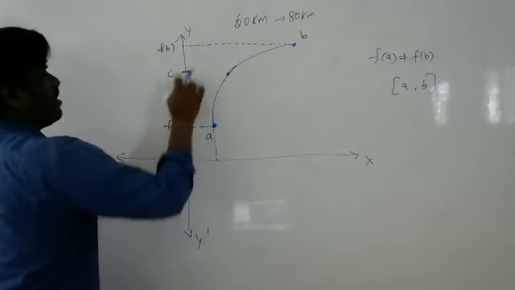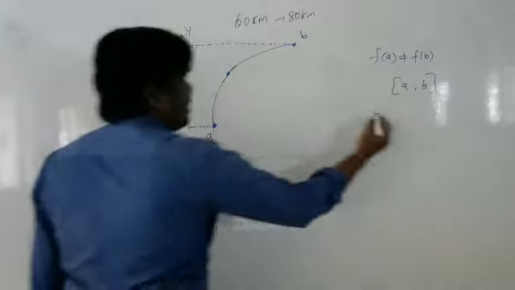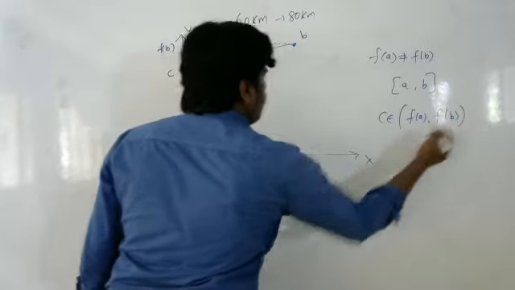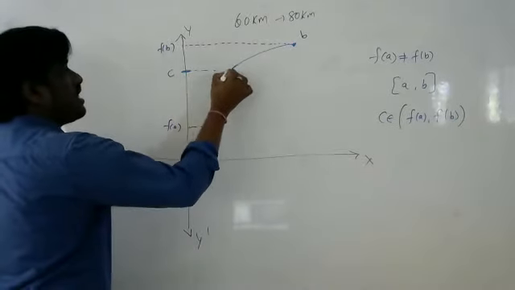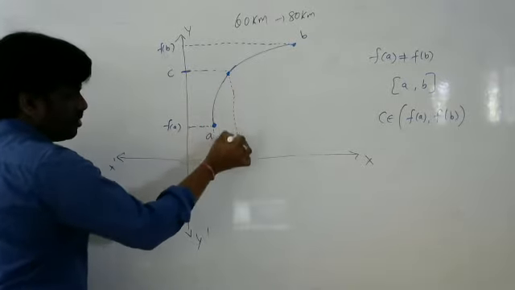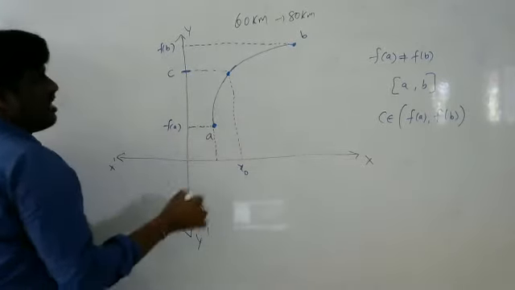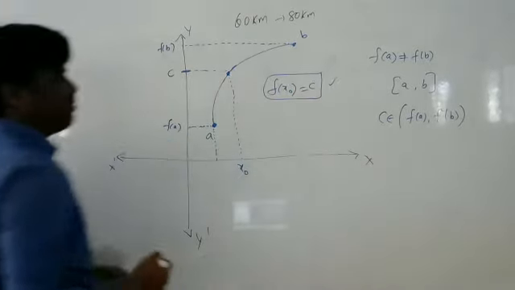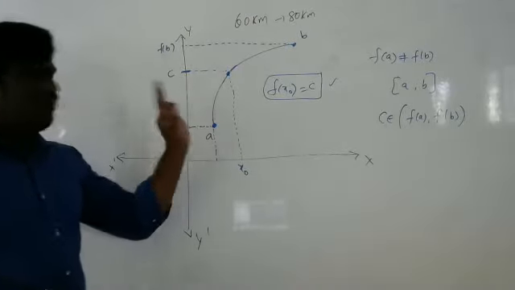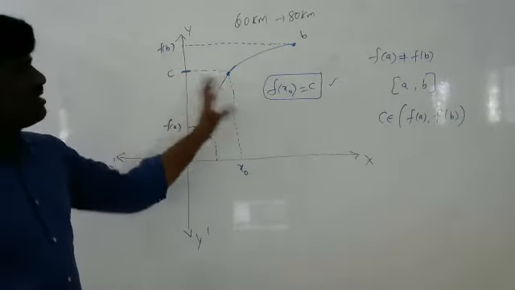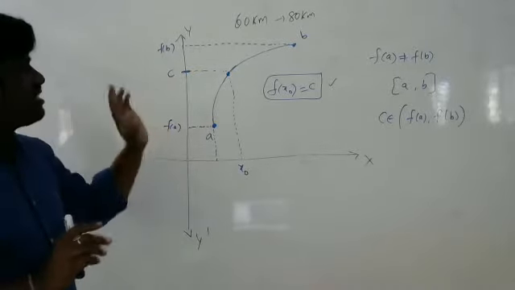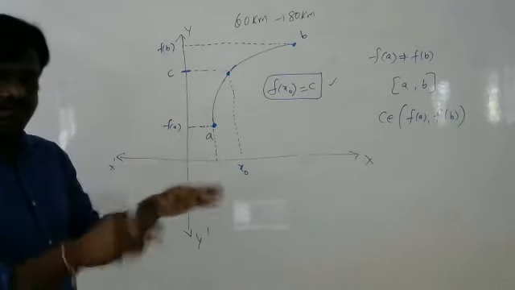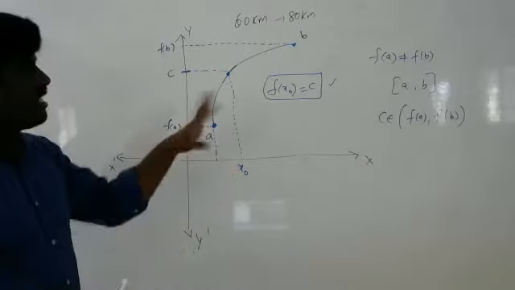If there is any value C between f of A and f of B, then there is an x naught, meaning a position x naught, where f of x naught is equal to C. So at least one point will be there. Think of the bike: wherever he sees C, at least one place he is going to stop the bike. At least once. It may happen two or three times, but the speed cannot drop directly.